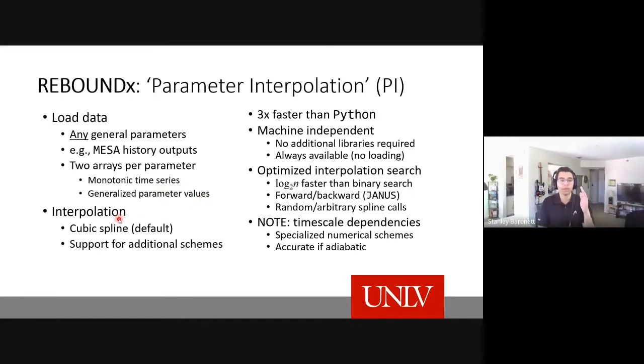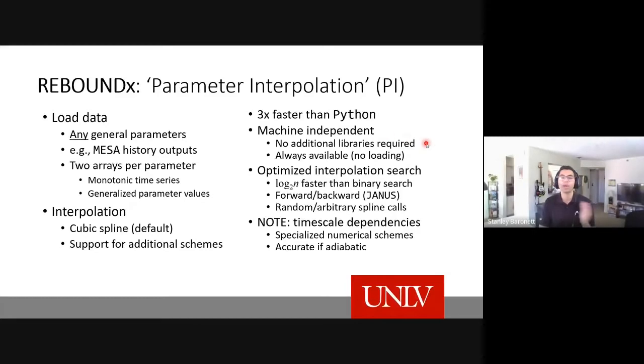And again, it uses interpolation to figure out what the value of these parameters would be in between the actual data that you have, based on wherever REBOUND is. Currently, the default interpolation scheme is a cubic spline, although we have written the code to support additional schemes in the future, should there be any desire for that. And by putting this code into the C core, it's immediately 3 times faster than Python. And not only that, but it's machine independent.